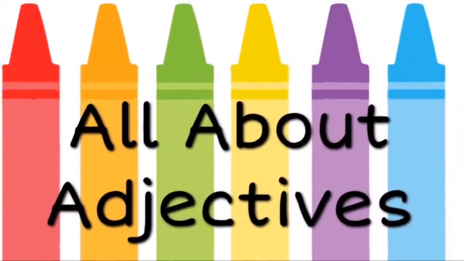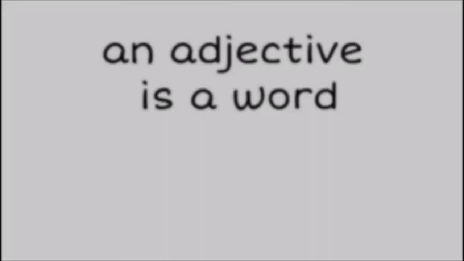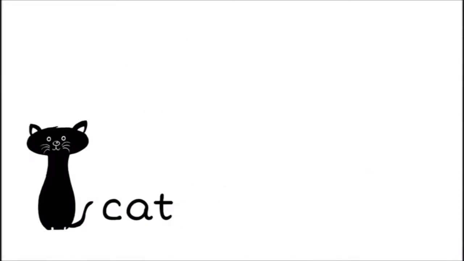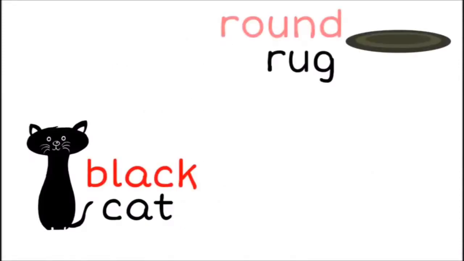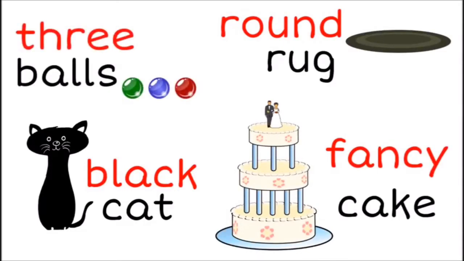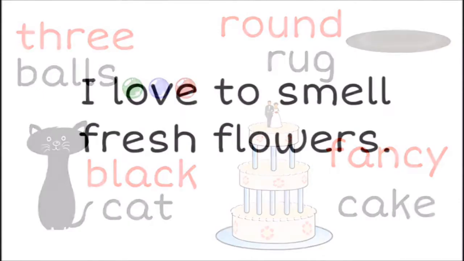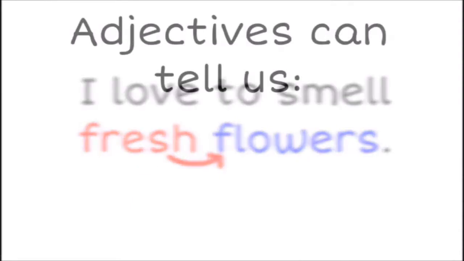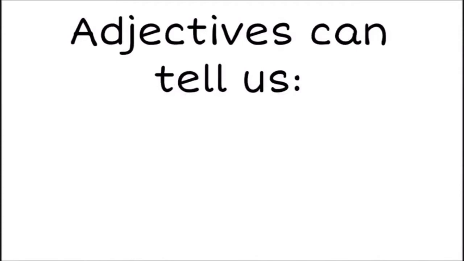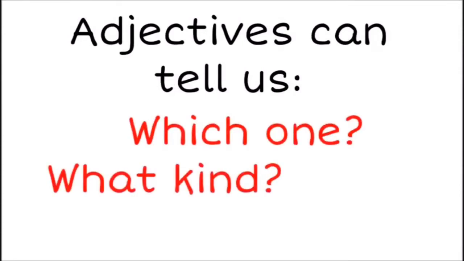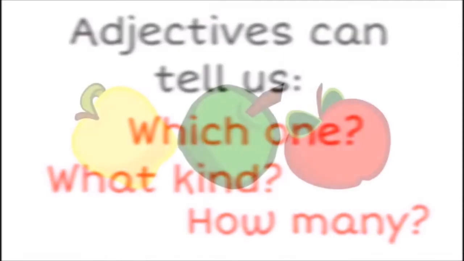An adjective, of course, is a word and it is one of the 8 parts of speech. Okay, it describes or modifies a noun or pronoun. For example, round rug, 3 balls, black cat, fancy cake, and so on. Okay, so to decide if a word is an adjective or not, look for a noun that goes with it. Adjectives generally answer one of 3 questions about the nouns which they modify. For example, which one, what kind, and how many.